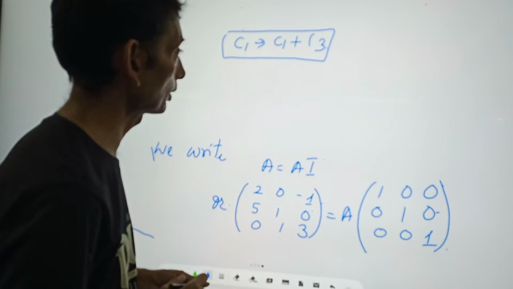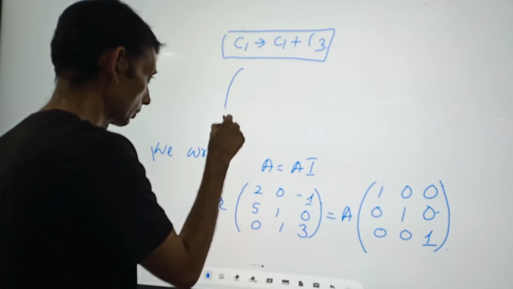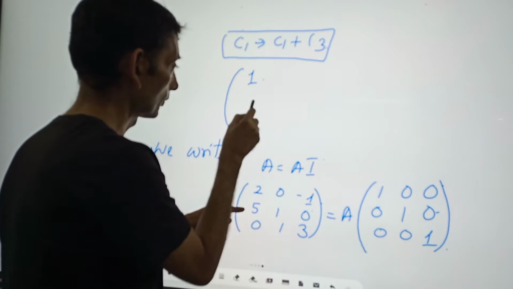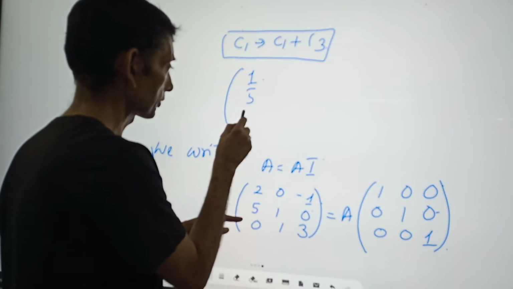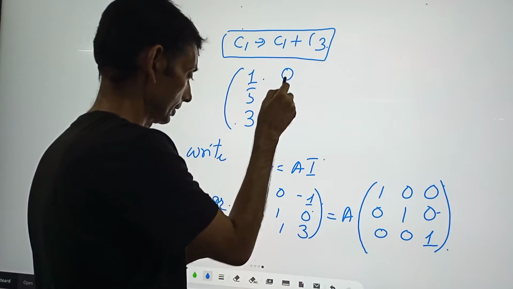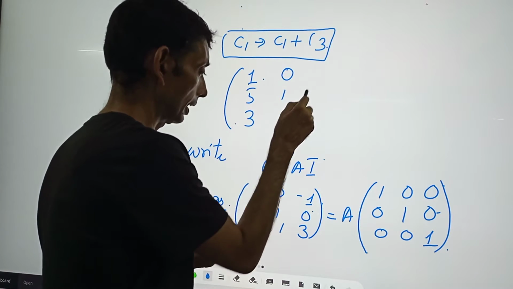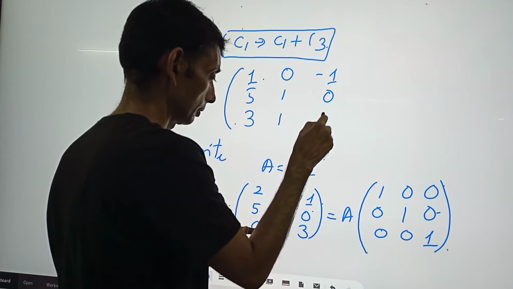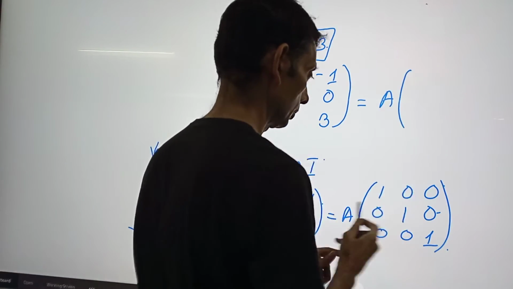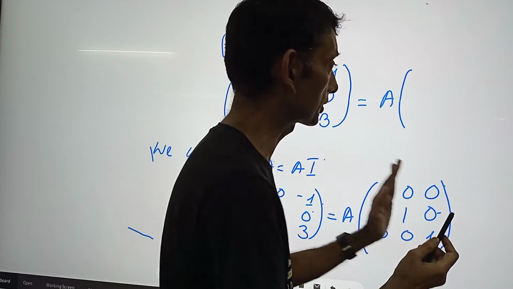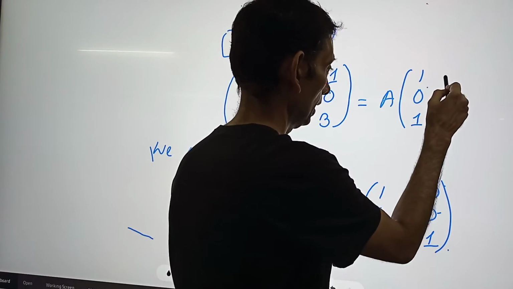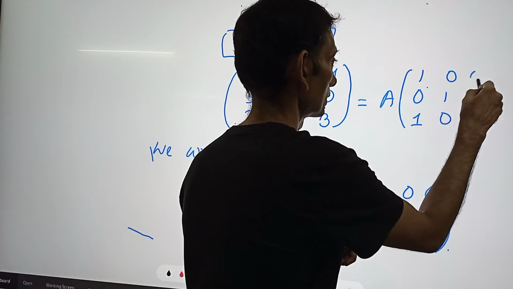C1 plus C3. If you add 2 and minus 1, it will be 1, then this will be 5, and this will be 3. We got this. And there is no change in column 2 and column 3. So just write 0, 1, 1, and minus 1, 0, 3, A. We have added column 1 and column 3, so it will be 1, 0, and 0 plus 1 is 1. And this is 0, 1, 0, 0, 0, 1.